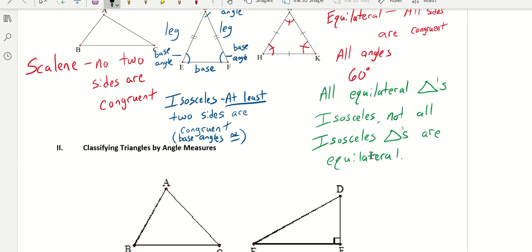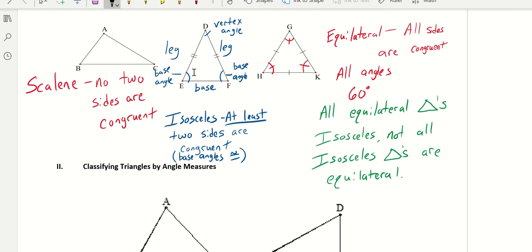Not all isosceles triangles are equilateral. So this triangle in the middle is an example of a triangle that is isosceles, but not equilateral. But remember, if at least two sides are congruent, when all three sides are congruent, that is at least two, right? So all equilateral triangles are isosceles. Not all isosceles triangles are equilateral.